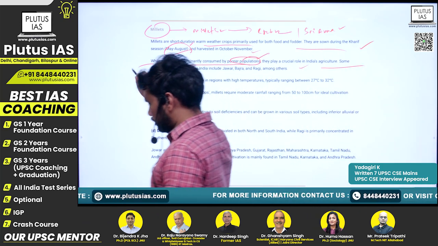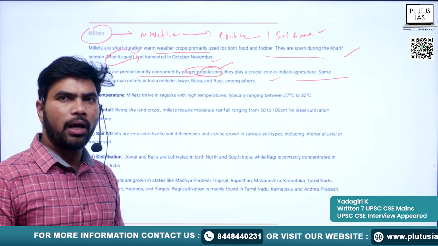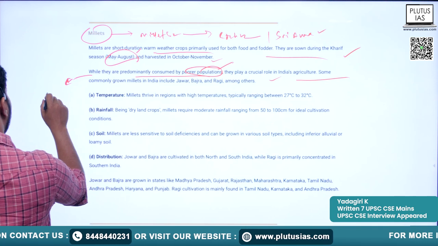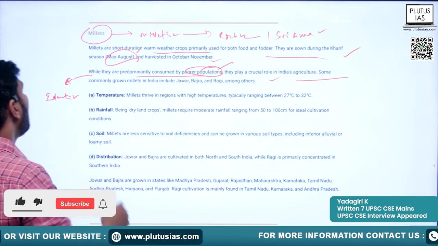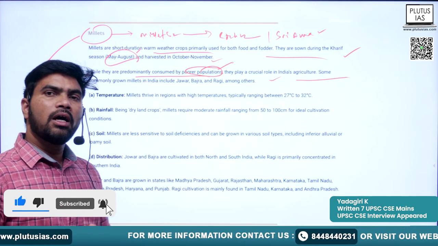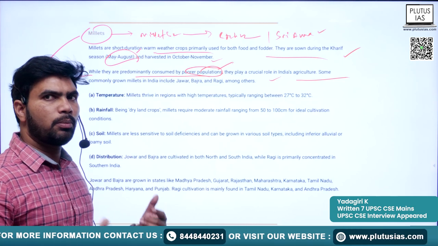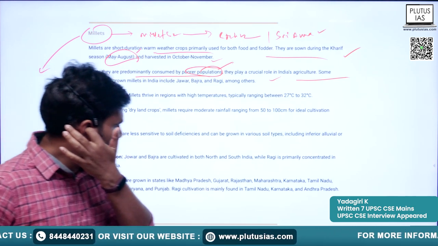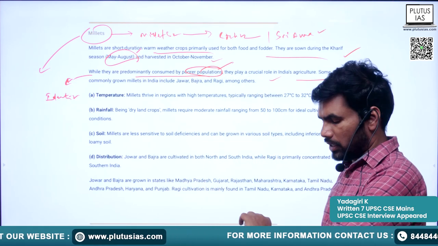So as you all know, because of the changing lifestyles and the changed food habits, the government has realized the importance of millets, and it is actively promoting the consumption of millets across the population categories, whether it is rich class or poor class, whatever the class may be, they have a lot of benefits. So the government is actively promoting the consumption of millets.